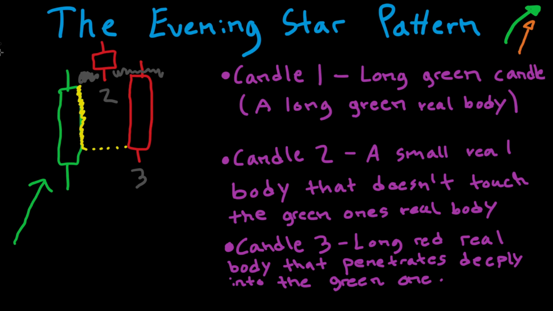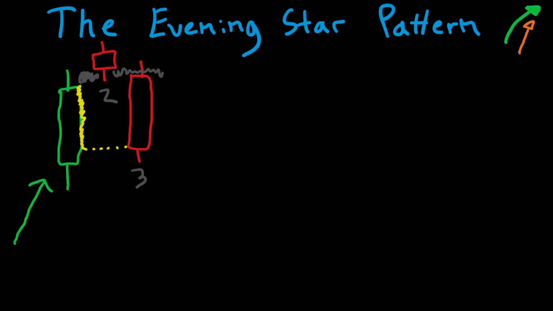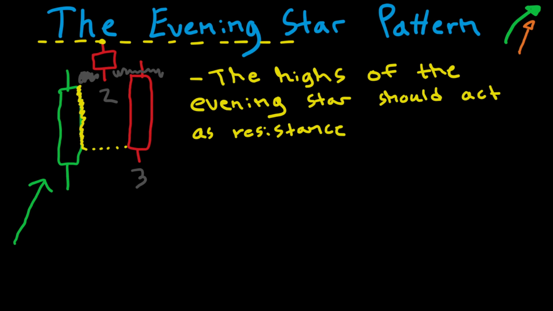Another thing that is good to understand about the evening star is that the highest point, which in this case is this point right here, should act as resistance in the future. So right here, we are forming a resistance. We can write here: the highs of the evening star should act as resistance. And as always, when it comes to resistances, the more touches we have on it, the stronger it becomes.